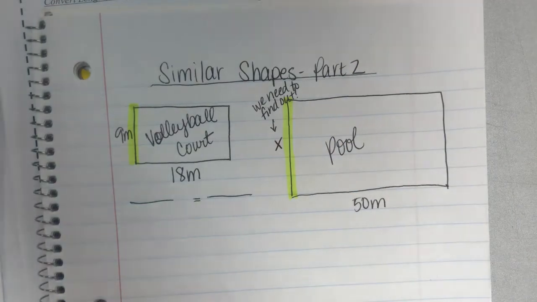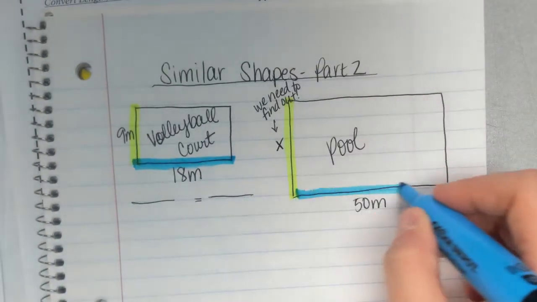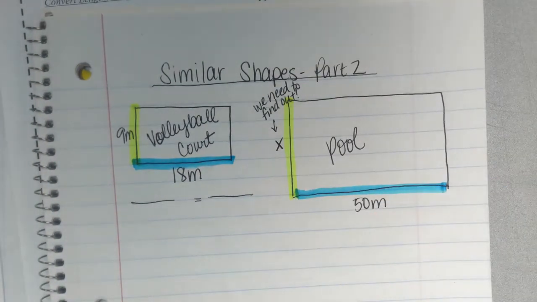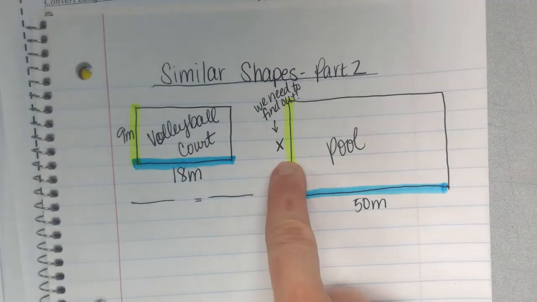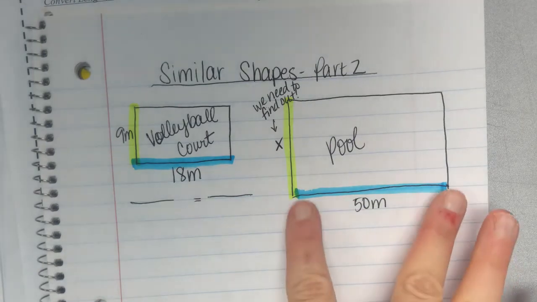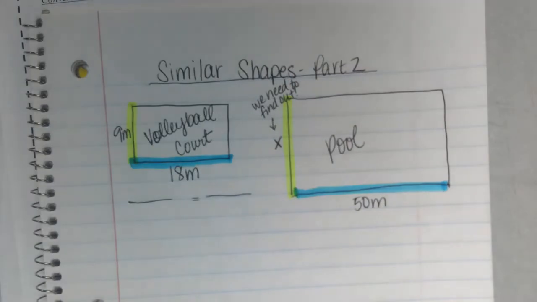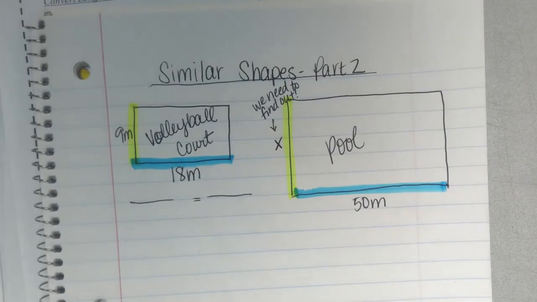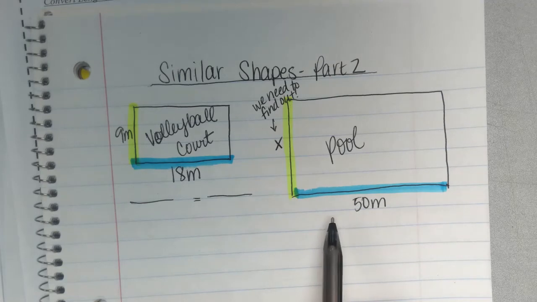In a rectangle, you have length and you have width. It doesn't matter which one you call which. Some people might think this is the length. Some people might think this is the length. It doesn't matter. You have a longer side and a shorter side. A longer side and a shorter side. So what we've got to do is compare what we know with what we don't know.